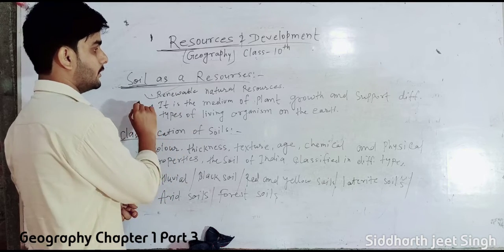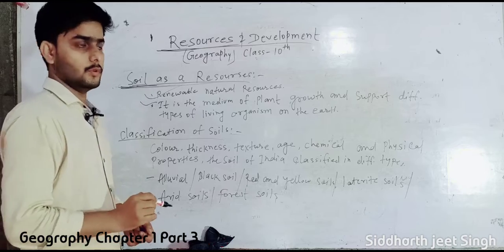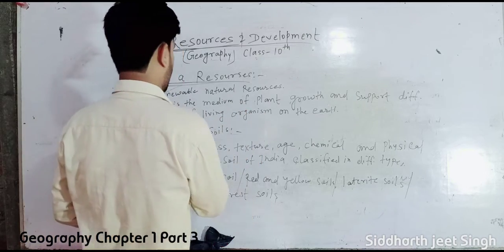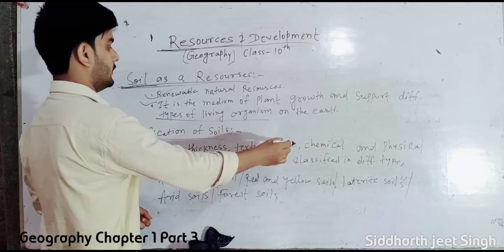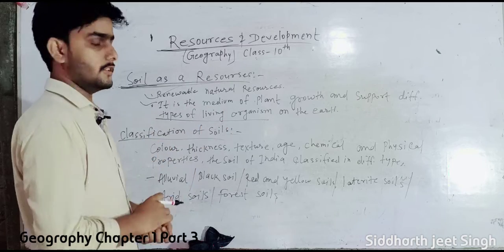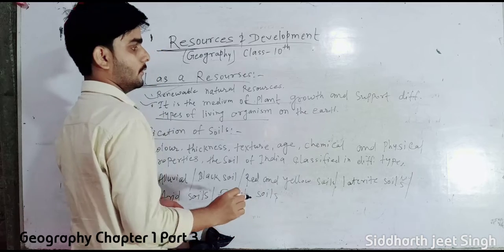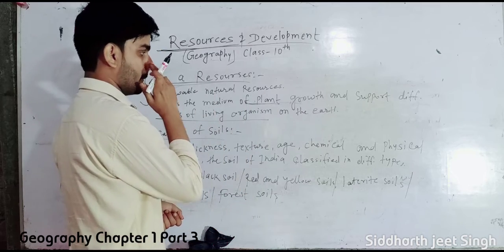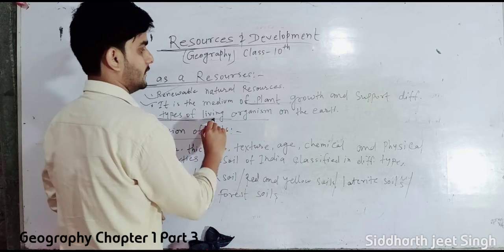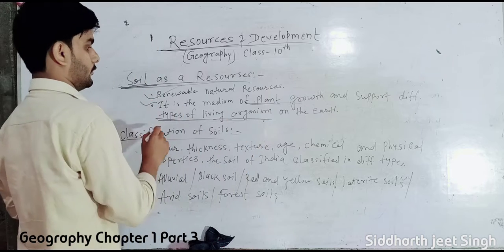Soil is renewable. It is the medium of plant growth, and it supports different types of living organisms on the earth. So it is a resource. All plants grow on the soil with the help of soil, and different types of living organisms depend on it.